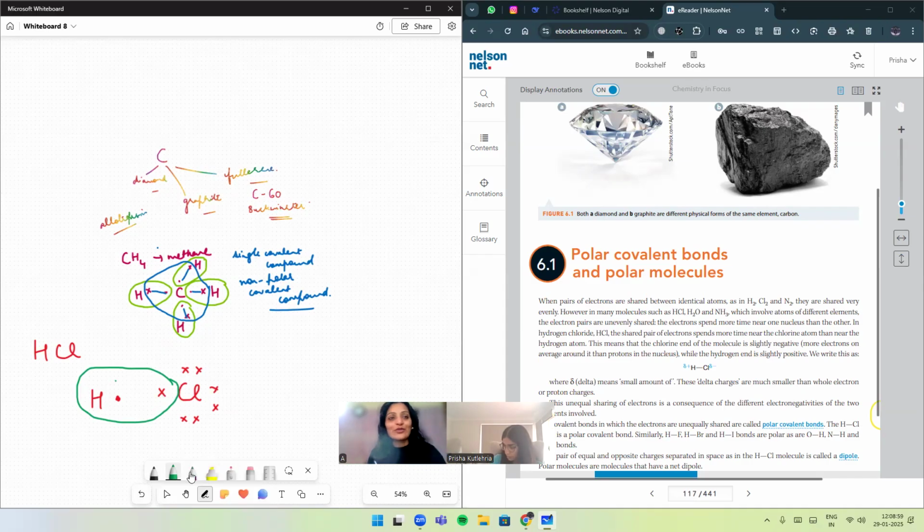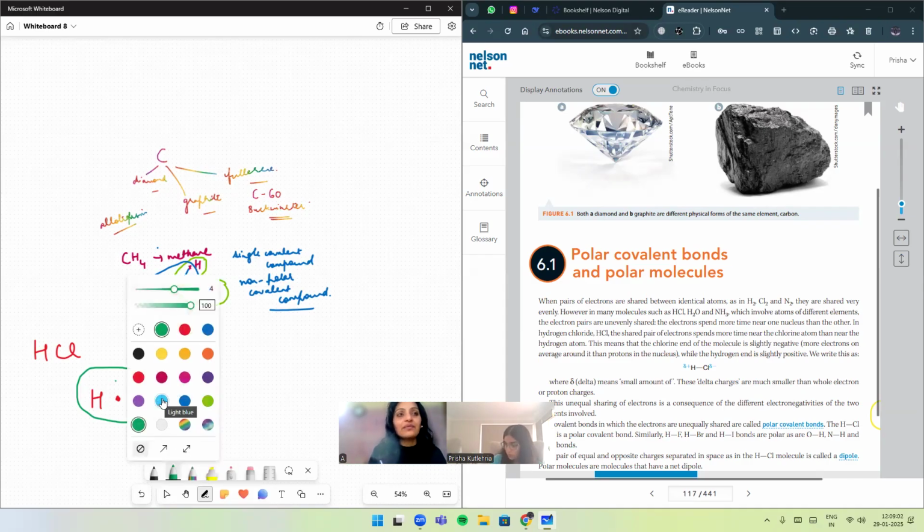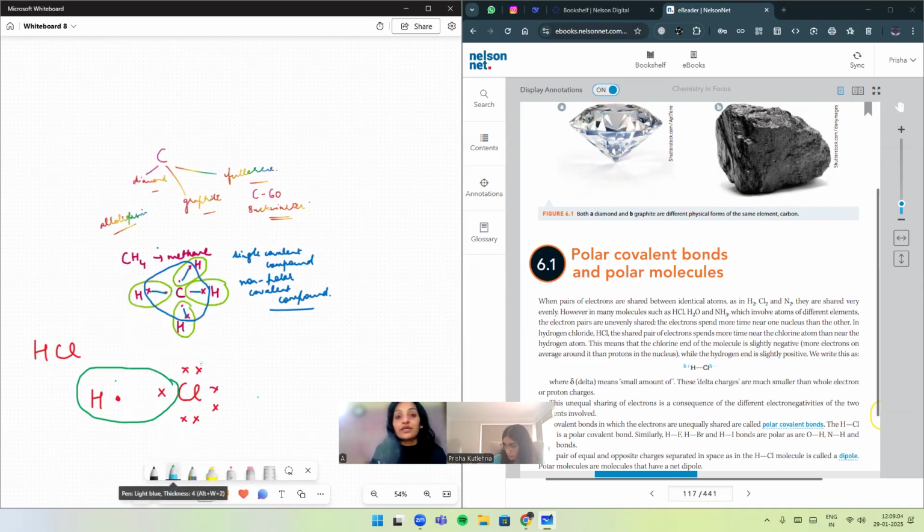So hydrogen's duplet is complete. Same thing will happen with chlorine. So chlorine is now going to share the same pair of electrons, thereby completing its octet shell, right? Now, both are okay. There is one pair of electrons being shared. We know that it is a single covalent compound.